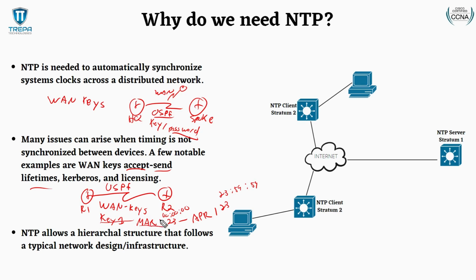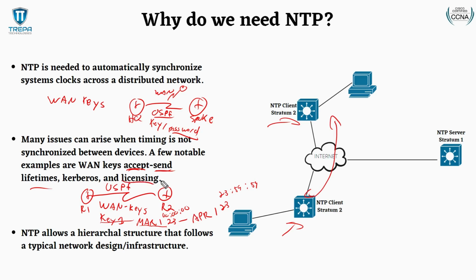So if we configure these WAN keys and we say, hey, WAN key 1 is only going to be available for essentially the month of March, how do these network devices know when to accept and send these specific lifetimes? Well, they do that when their clocks are synchronized. They can actually rotate WAN keys correctly or not authenticate a device if the timing's off on that WAN key. So that's just the way in networking that timing matters.